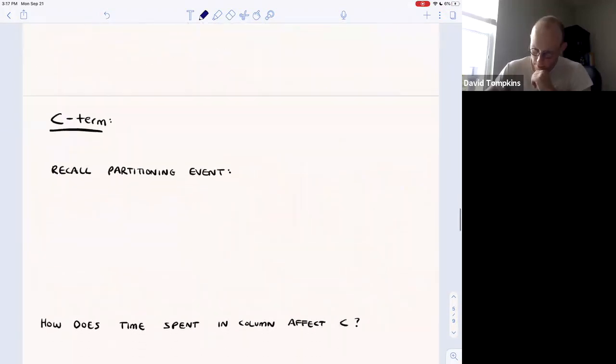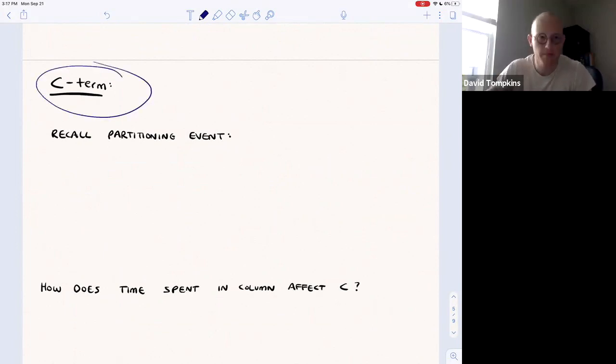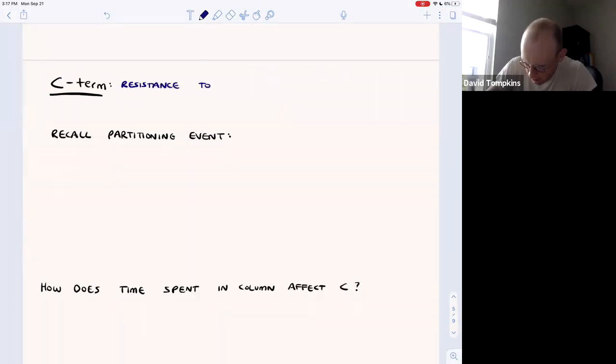So now, perhaps the most conceptually difficult question to be asked about the Van Deemter equation is interpreting the C term. So we said C was the resistance to mass transfer. And that resistance to mass transfer is going to be a bad thing, right? Now, mass transfer, this is partitioning. And we'll recall what a partitioning event is below.